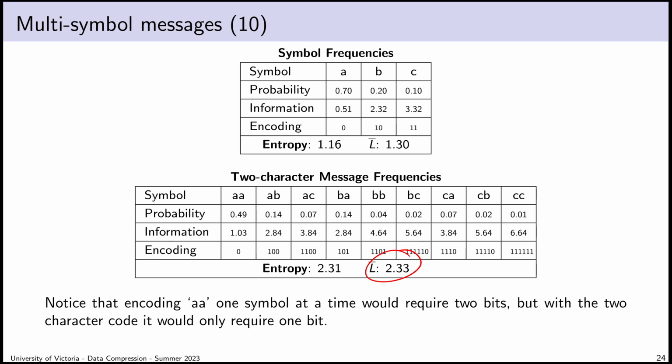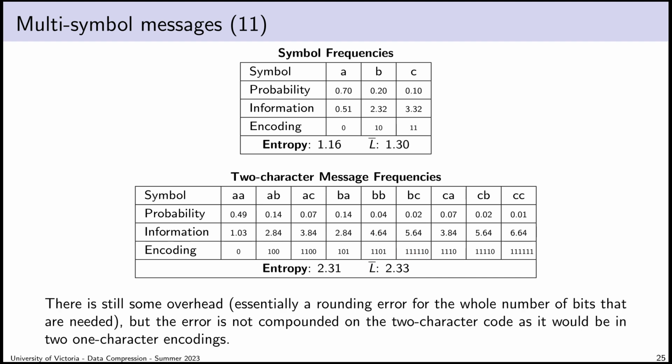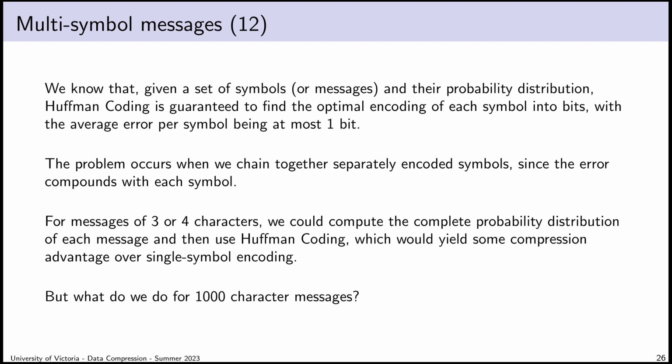The problem is, in general, I'm not going to just send you 1 symbol. I'm going to come up with a Huffman code, and I'm going to then encode multiple symbols. So there is some overhead, but the overhead is the rounding error that is a fact of life. It isn't rounding error that compounds over time. So in this case, the rounding error is 0.5 per symbol. So if I send you 2 symbols, I now have 1 full bit of rounding error that's piled up. So we know that Huffman coding is guaranteed to find an optimal encoding of 1 symbol into bits, with the average error per symbol being at most 1 bit, and actually in practice being less than that based on those bounds from earlier.